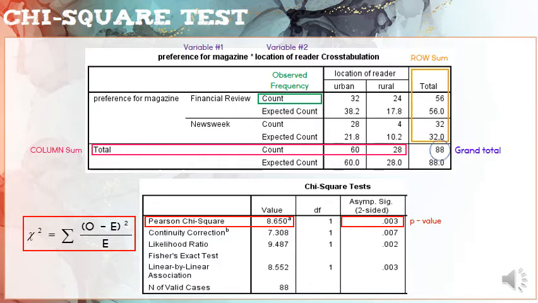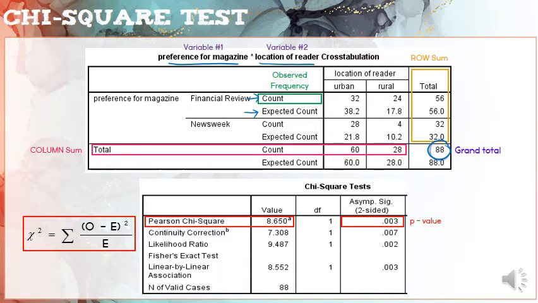So this is an example of output from SPSS for the chi-square test. From here, we can see that we have two variables. The first one is preference for magazine, and the second one is the location of the reader. We have a total frequency of 88 here. And as you can see, the SPSS output also gives you both the observed frequency, which is the count, and also the expected frequency or the expected count.